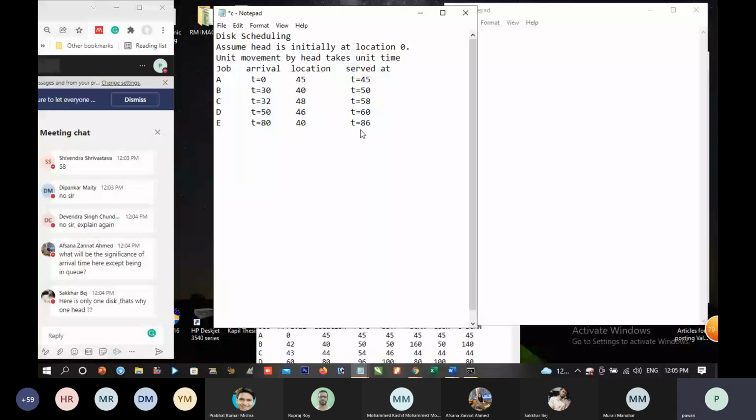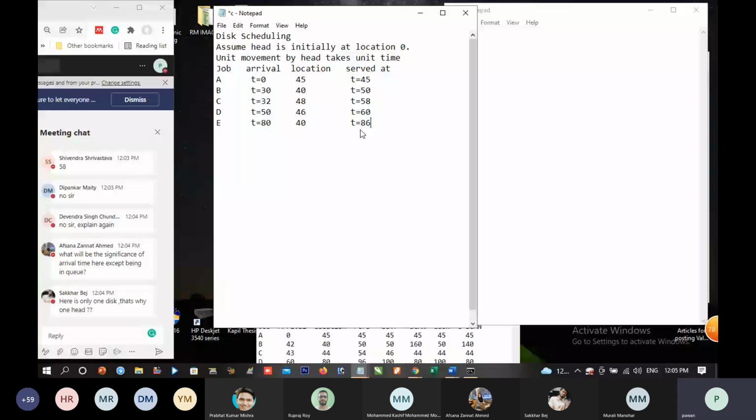That is correct. We are assuming that there is only one disk. Is it correct? Any doubt now? We are serving one after the other.